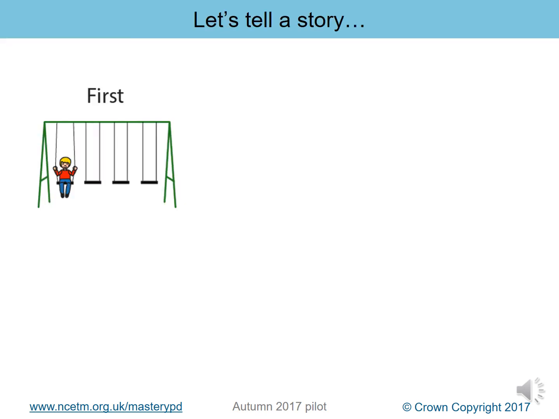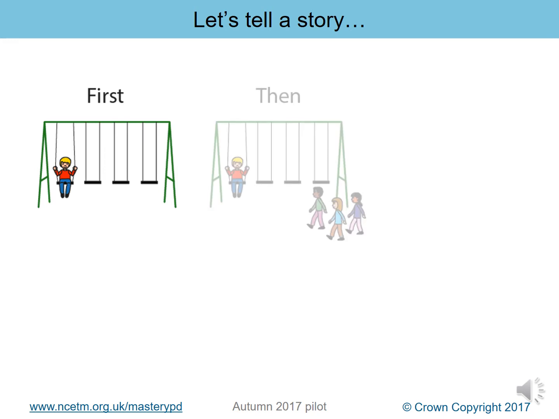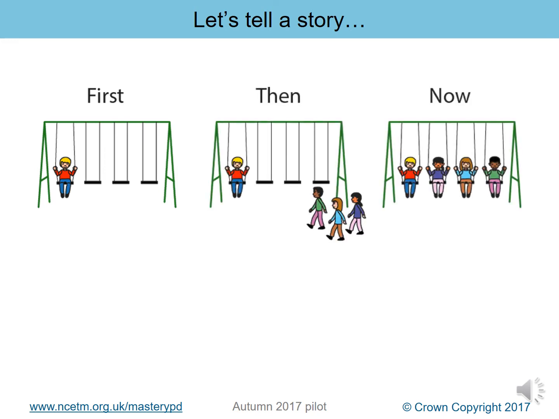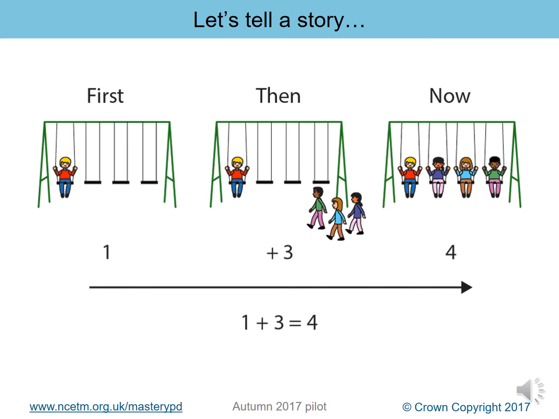So let's tell a story. First of all, there was one child swinging on the swing. Then 3 more children came to join him. Now there are 4 children on the swing. So we can write that as 1 add 3 equals 4.